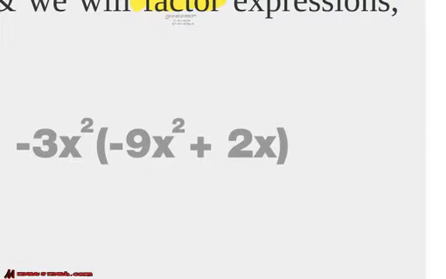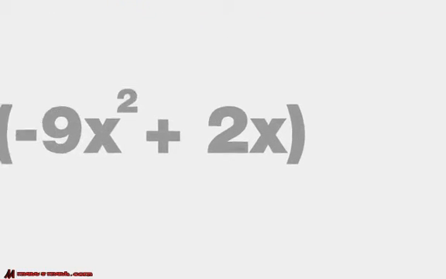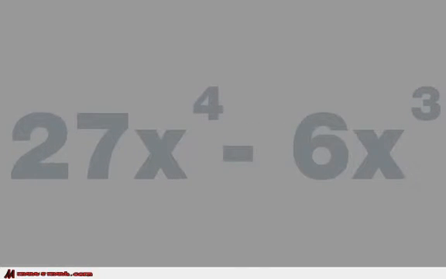All right, let's try this one. We're going to take negative 3x squared, and we're going to multiply it by negative 9x squared, and then the 2x. So what you're doing is taking this, multiplying those two together, and then taking this and multiplying those two together. So the negative 3 times the negative 9 becomes positive 27, and then the x squared times the x squared, add the exponents and get x to the 4th. Try this one on your own. All right, you end up with minus 6x cubed? You should have.